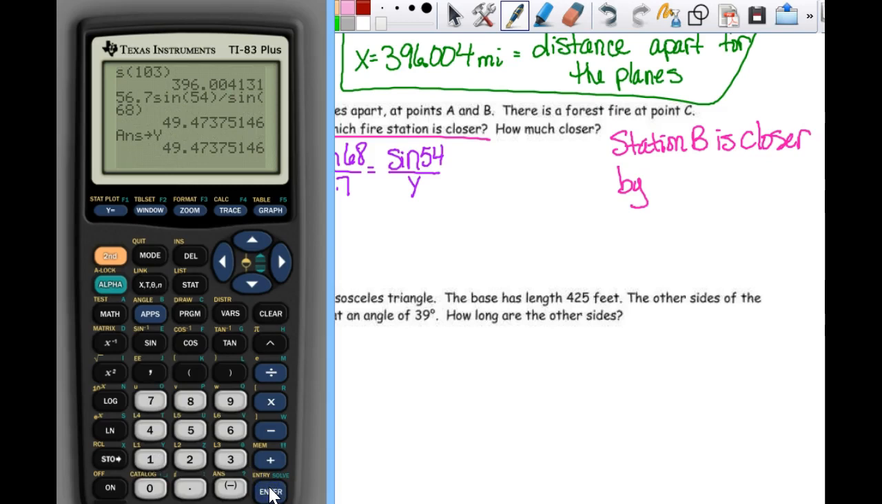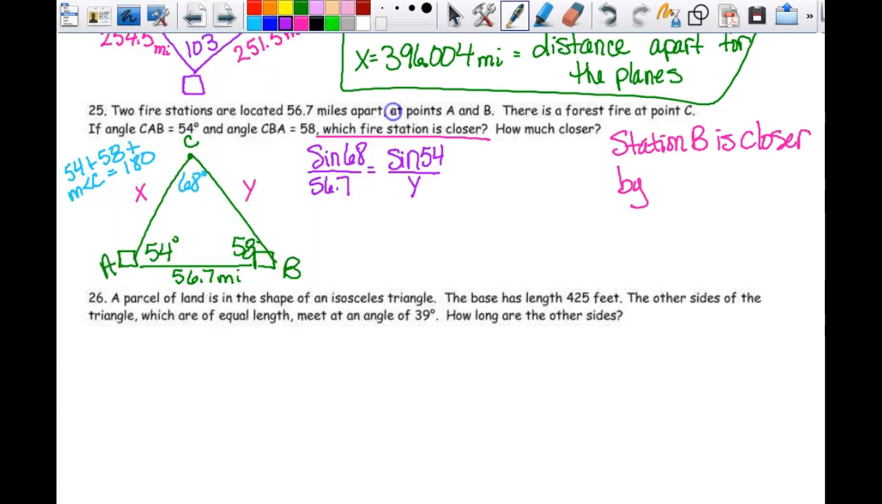So I'm going to write this down. Y is equal to 49.474. And just again, so that you're not, what are the units here? Miles. It's not really my final answer there, but I need that, and so I'm going to put this over here. So this is 49.474 miles.